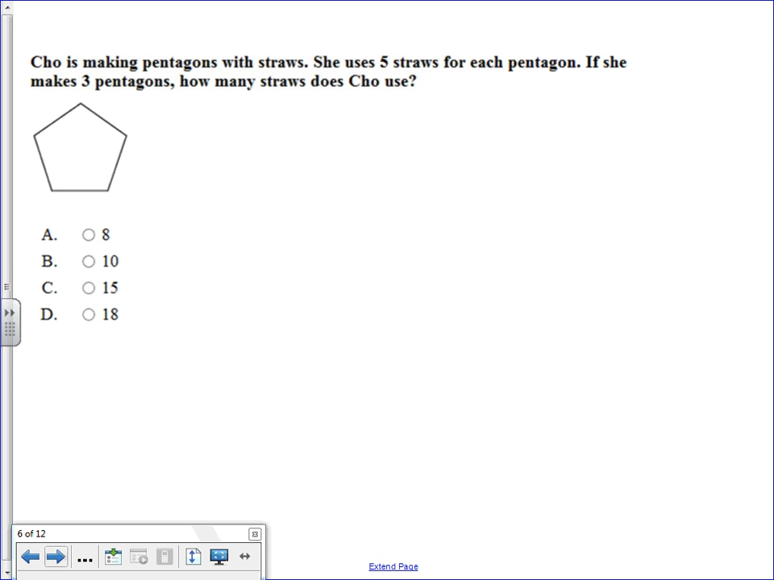Mia B? 15. Tell us how you found it. Okay, and that's the same, skip counting by 5 3 times is the same as doing 3 times 5, or 5 times 3.